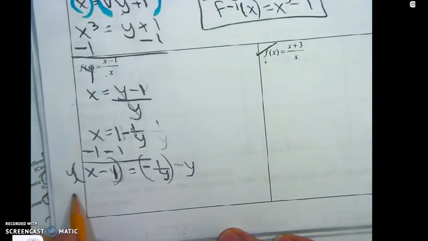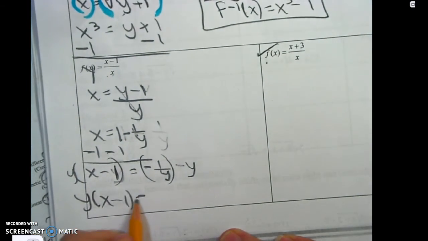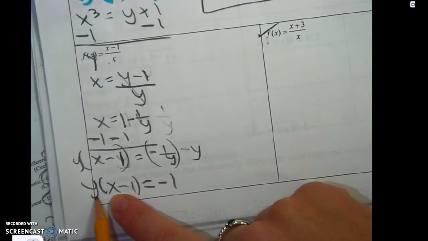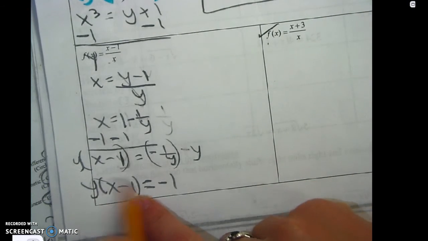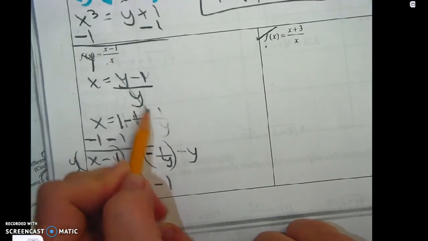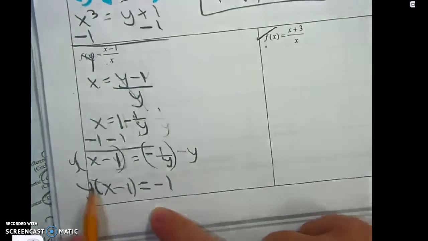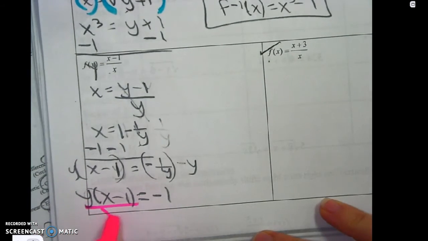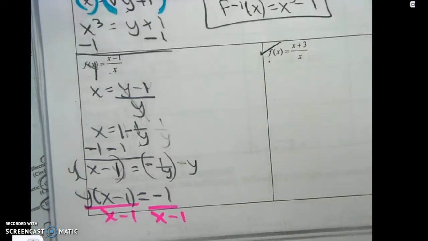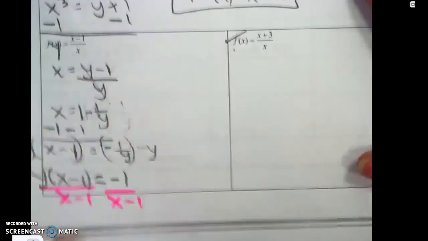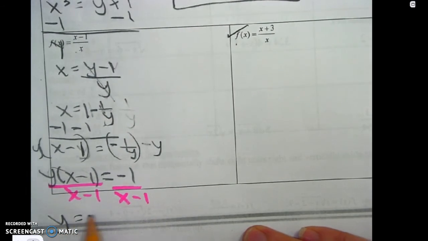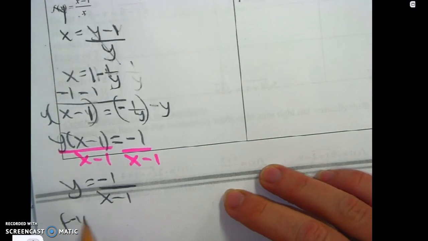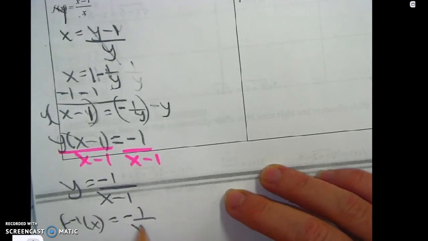Okay. And then I'm left with y times x minus 1 equals negative 1. Then don't distribute the y, because then you'll be back with having two y's, and the whole reason why you did this was just to get one y. So what I'm going to do here is divide both sides by x minus 1. And then I'd be left with y equals negative 1 over x minus 1. f inverse of x equals negative 1 over x minus 1.